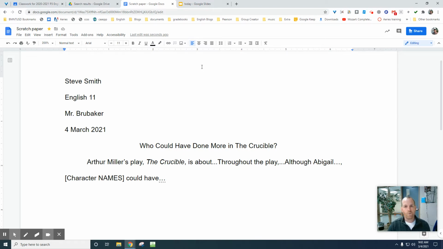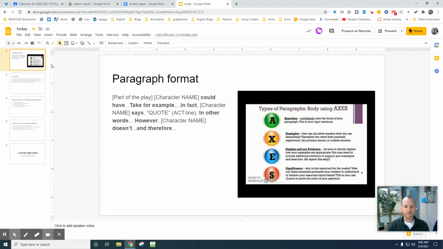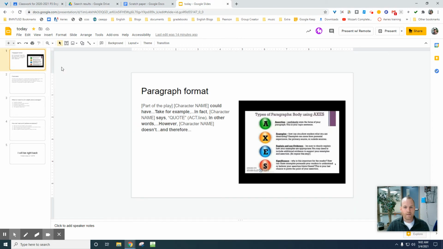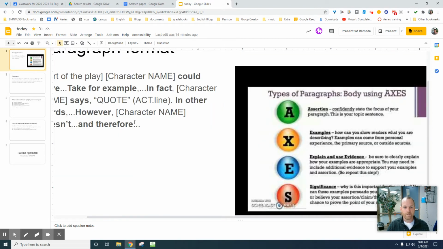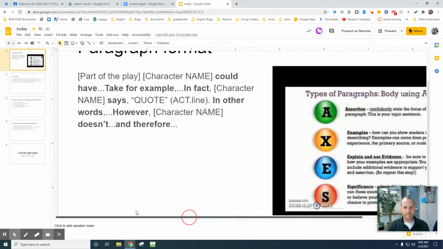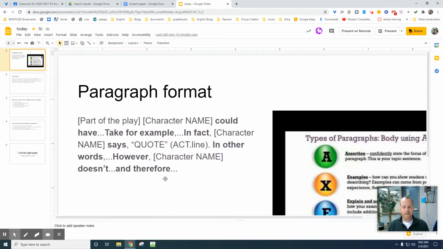Okay, so the pattern we're going to use is the pattern we've been using the whole time. Throughout our writing, we've done lots of writing here throughout The Crucible, and so we're going to use this pattern. And so we're going to say, here's a part of the play and a character name. What could they have done in that part of the play? Give me an example, right? Take, for example. In fact, and here you need to quote the play.